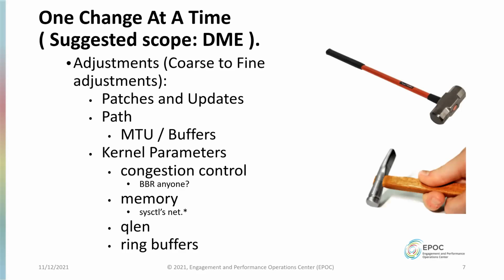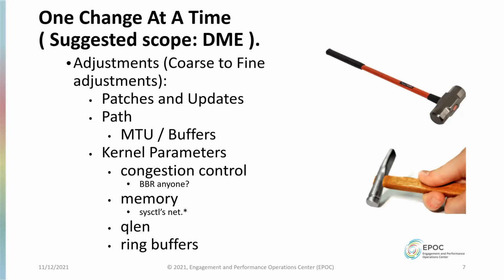One change at a time, and the suggested scope again is let's get an older piece of hardware into fighting shape. So coarse to fine adjustments. I'm going to start out with patches and upgrades. You can never have a bad day with a secure, well-tuned patch system. That's the coarsest adjustment I can say. Drop your latest OS updates and security patches, you're already doing good.